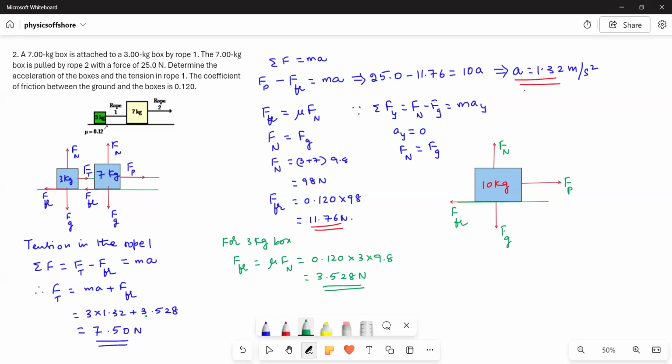Okay. Here we have to do the problem in 2 bits. One is taking the two masses as a single mass and then analyzing the forces and then finding out the acceleration. Once we find the acceleration, then we have to go for the individual masses analysis, and then find out the friction again, apply that friction, and then find out the tension in the string.